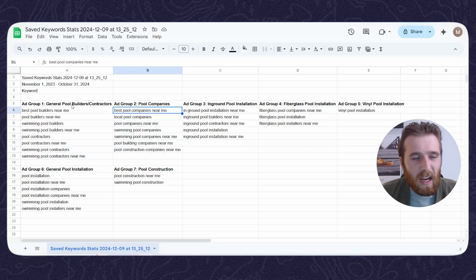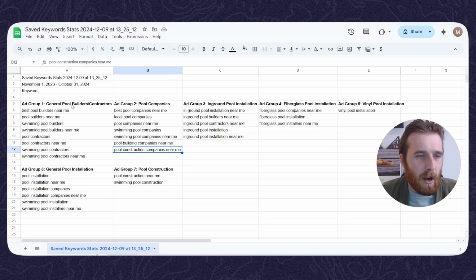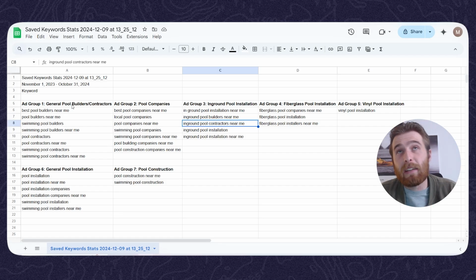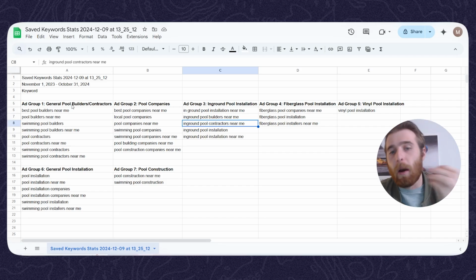Pool companies, I think I could have probably put pool companies and pool builders in the same one, but there were a lot of them. And I was like, you know what, let's sort them out: companies versus builders and general installation. The next one is the actual in-ground pool installation. So people looking specifically for in-ground pools as opposed to above ground pools.